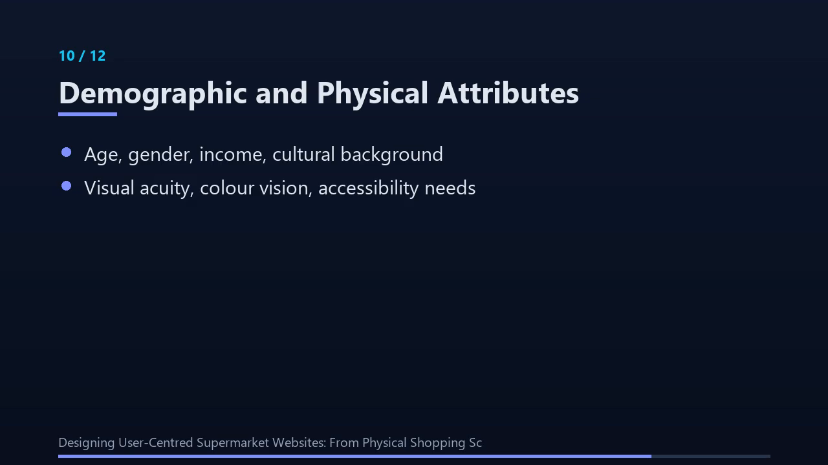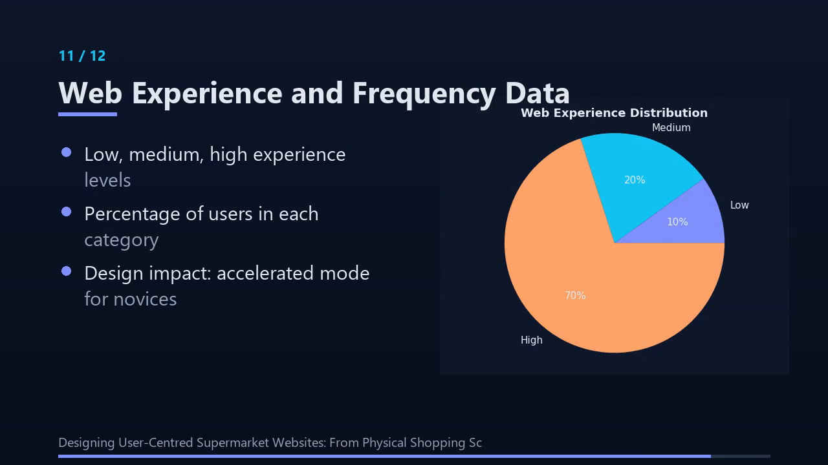A useful way to capture web experience is to segment users into low, medium, and high proficiency groups. In a typical supermarket audience, surveys might reveal that roughly 10% have low experience, 20% fall in the medium range, and the remaining 70% are highly proficient. This distribution directly informs design choices.